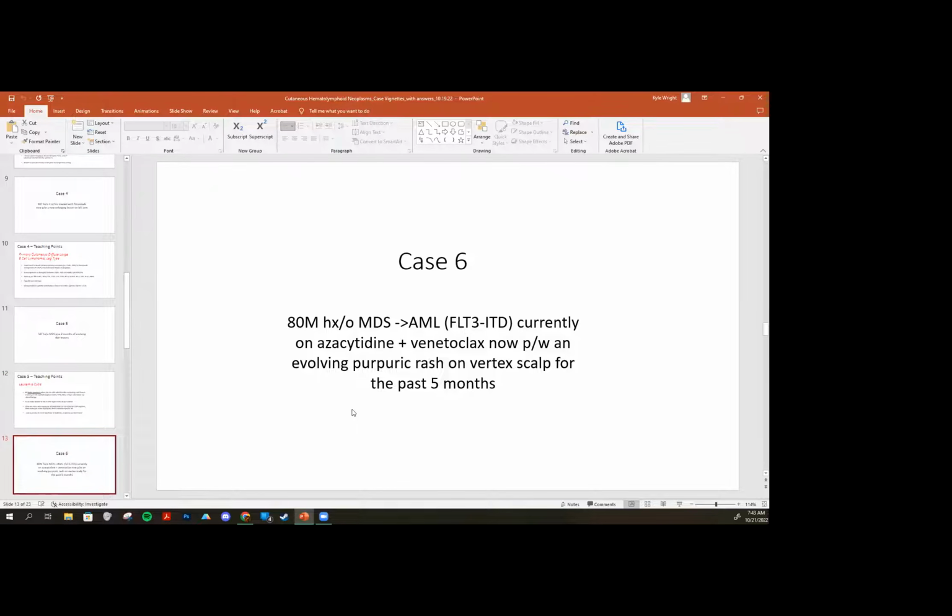It has a FLT3 internal tandem duplication, or ITD. Currently on azacitidine plus venetoclax, a hypomethylating agent and a BCL2 inhibitor, which is standard of care in a lot of patients that cannot be bridged to transplant in the United States. This patient is probably too old for transplant. So azaven or decven, decitabine and venetoclax, becoming standard of care for these patients in this setting. Now presenting with an evolving itchy rash on his vertex scalp for the past 5 months.